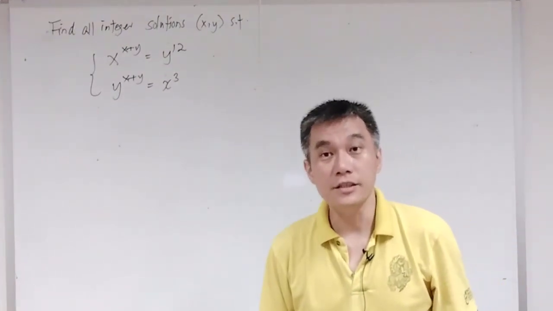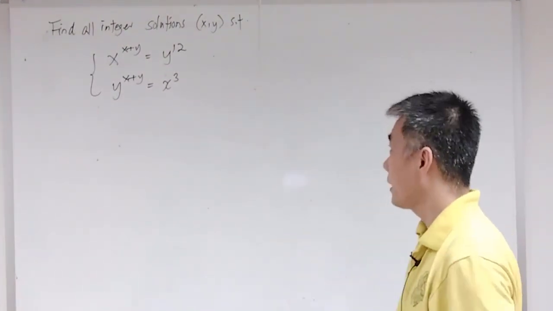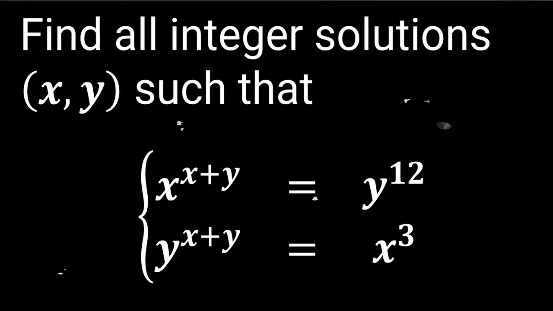Welcome to another exciting math problem regarding number theory. Here is the problem. x to the power of x plus y equals y to the power of 12, and y to the power of x plus y equals x to the power of 3. How many integer solutions can you find?